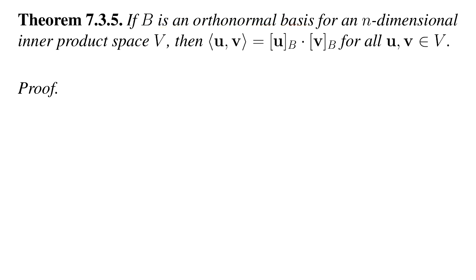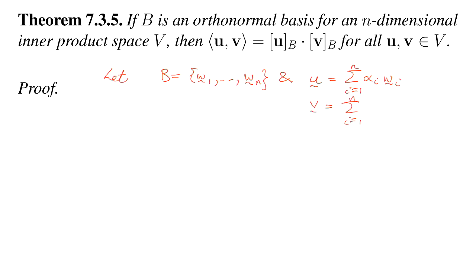So this is fairly straightforward to prove. Let's give the things in B names. Let's call them w1 up to wn. And we'll write u and v in terms of this basis B. So let's say u is this linear combination of the things in B, and v is, say, this linear combination of the things in B.